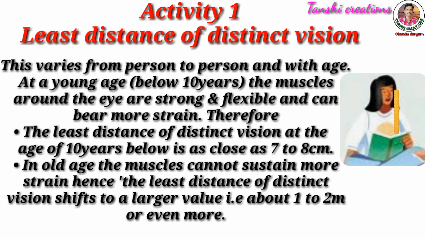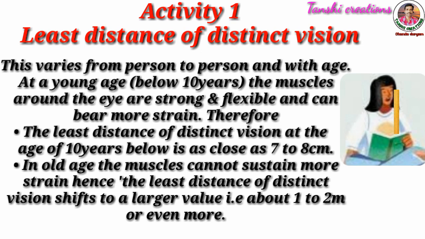At a young age, I mean below 10 years, the muscles around the eye are strong and flexible and can bear more strain. Therefore, the least distance of distinct vision at the age of 10 years and below is as close as 7 to 8 centimeters. In old age, the muscles cannot sustain more strain, hence the least distance of distinct vision shifts to a larger value, that is about 1 to 2 meters or even more.